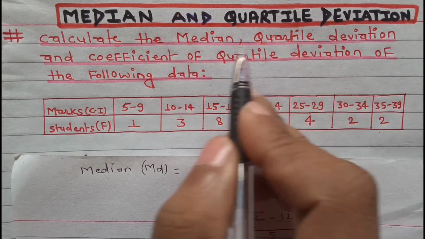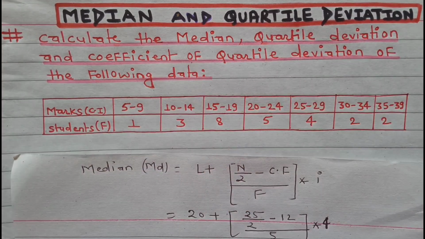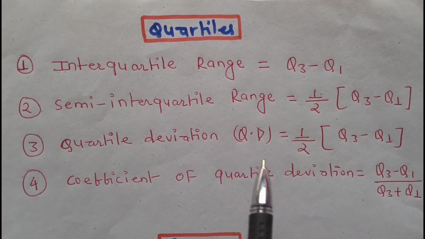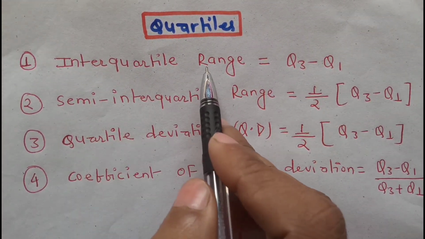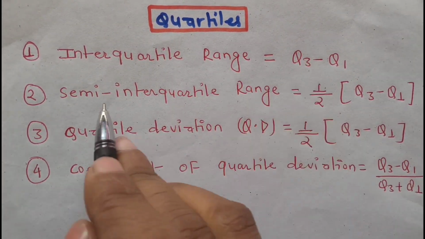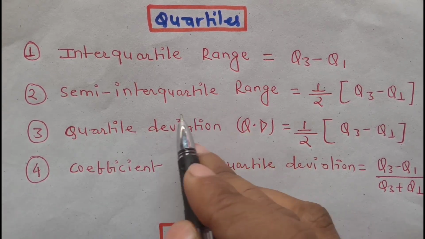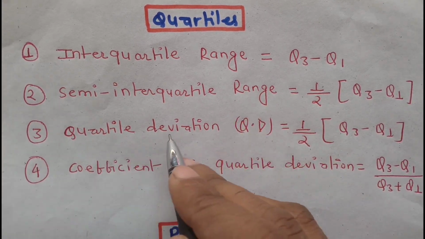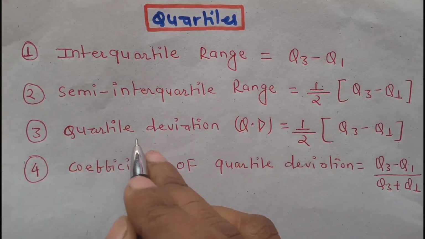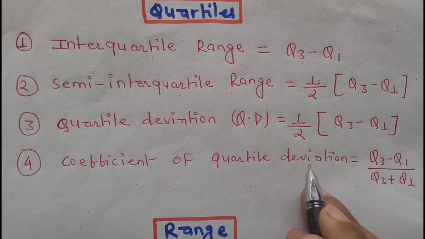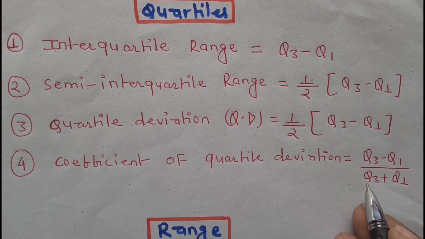Now we have to find the quartile deviation and coefficient of quartile deviation. So I am going to tell you some formulas. If the question is to find the interquartile range, we have to find Q3 and Q1. Interquartile range is equal to Q3 minus Q1. Quartile deviation is also called the semi-interquartile range. The formula of quartile deviation is 1 by 2 into Q3 minus Q1. Coefficient of quartile deviation is equal to Q3 minus Q1 divided by Q3 plus Q1.